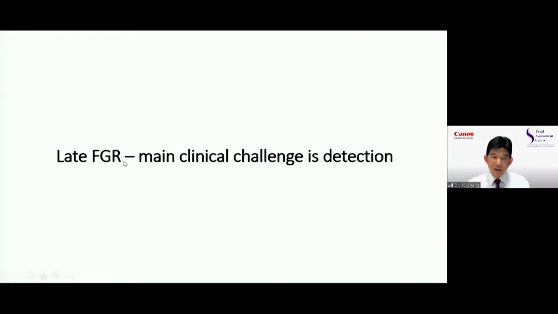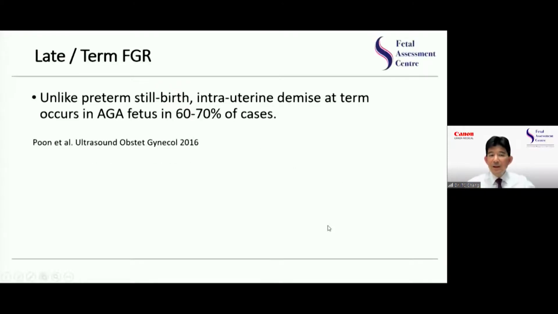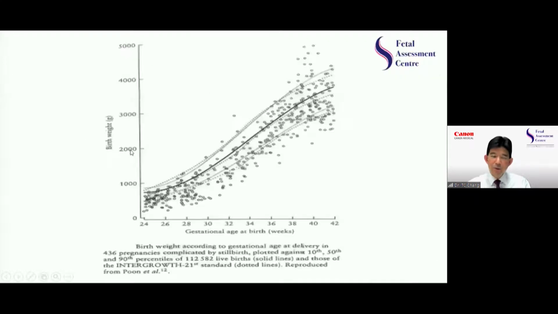The main problem with late FGR is detection. The problem is that unlike early FGR, where most preterm stillbirths are related to smallness for gestational age, the surprise, or maybe not a surprise, is that most of the stillbirths at term occur in fetuses that are appropriately grown. That means they're actually not small. Of all the stillbirths at term, 60 to 70% are actually AGA, appropriate size for gestational age. And this is very, very good data from Poon and colleagues.